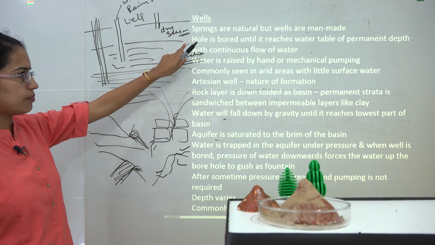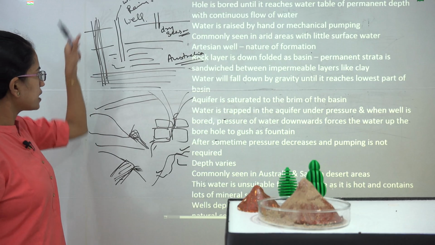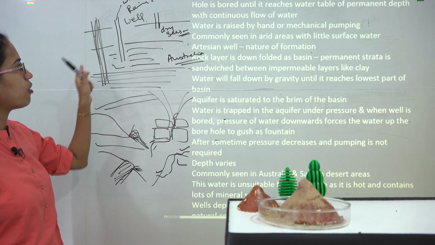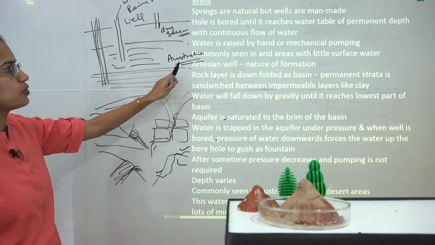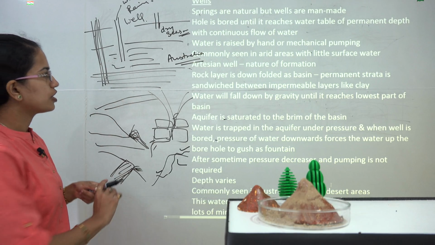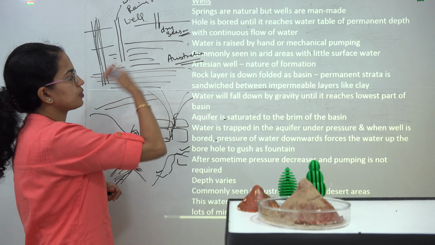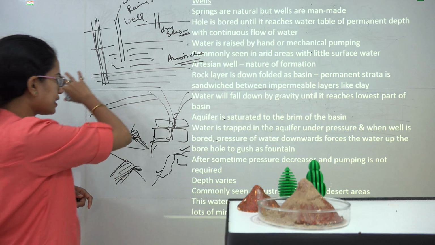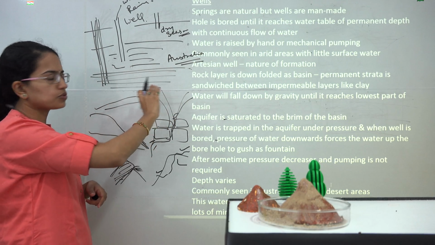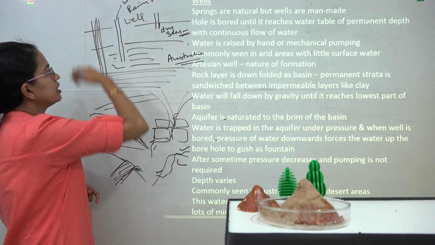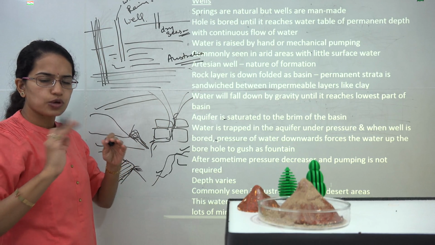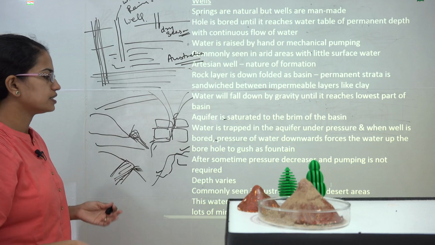We have already talked about wells. So with a well you dig a hole and you have a continuous flow of water based on the depth you are digging that hole. So if it reaches the level of the aquifer, the aquifer is the permanent saturation zone, and once it reaches the aquifer you have water throughout the year that could be seen.